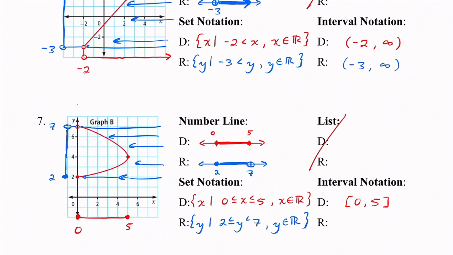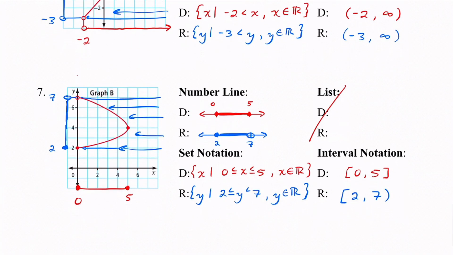And then lastly, interval notation went from a 2 to a 7. Didn't include the 7, so round bracket, but it did include the 2, so we have to put a solid bracket. Okay, so that took a bit of time, but as you guys do more of these, you're going to get better. You're going to get a little bit faster.